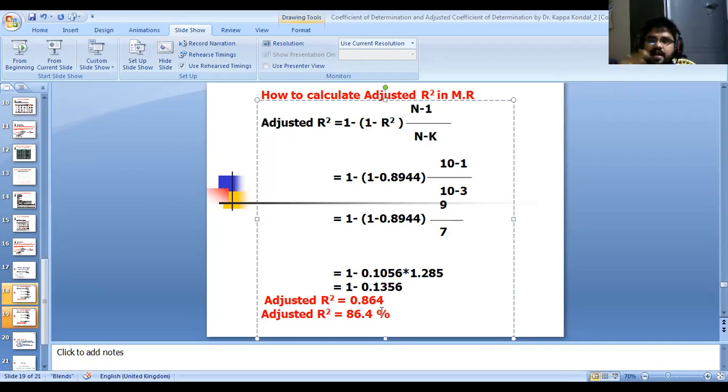So the remaining 13.6% of the variation is explained by other variables which are not considered in the regression model, such as price of substitute goods or price of complementary goods, taste, preference, like that.